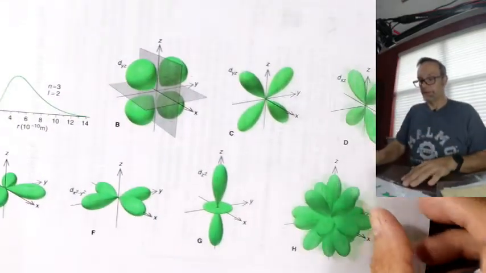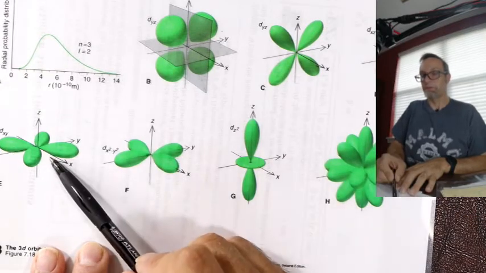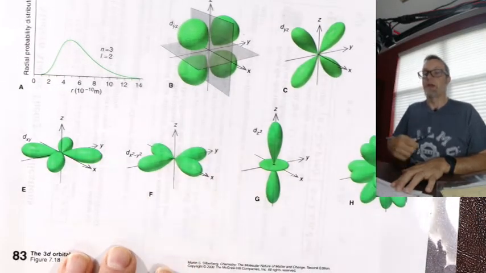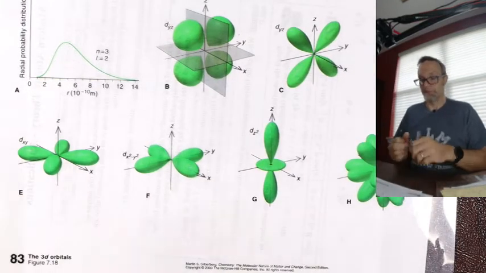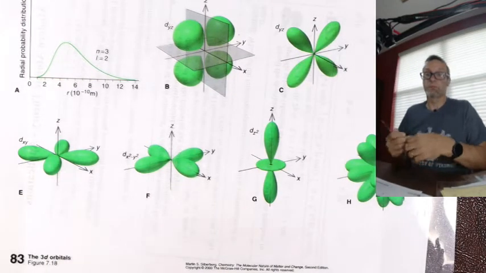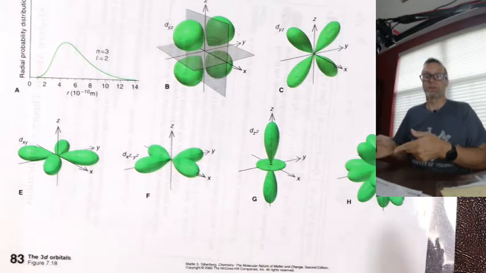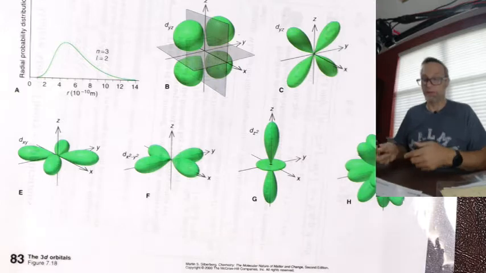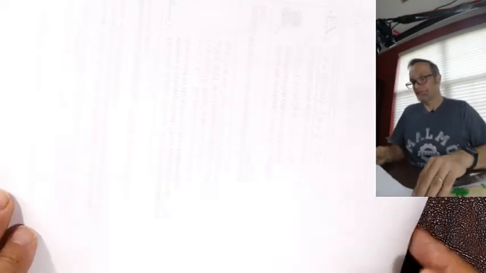So d's are kind of weird. They look like this. So there's 1, 2, 3, 4, 5 different directions for orbitals with this d shape. L equals 2, so 0 plus or minus 2, so minus 2, minus 1, 0, plus 1, plus 2 for ML, so 5 directions. Not going to talk about these too much.